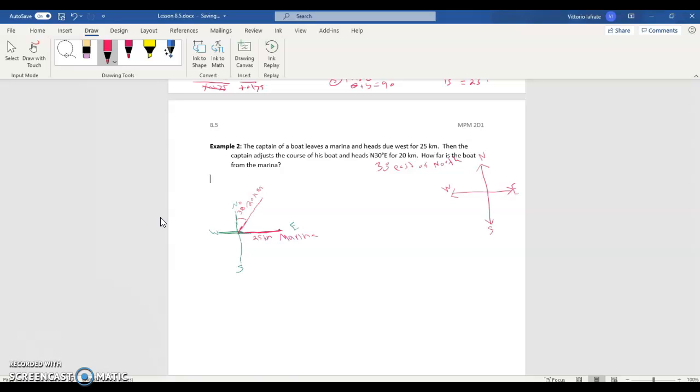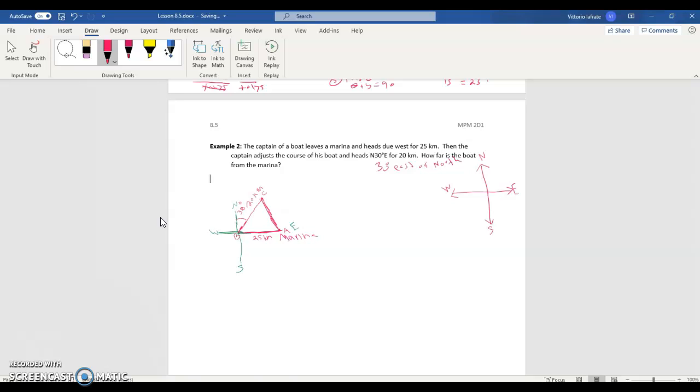So you're kind of telling a story and you're trying to sketch what that story is trying to tell. How far is the boat from the marina? So we started at the marina, we went 25 kilometers west, then we went northeast with a 30-degree angle there, 20 kilometers, and so our boat is now here. So let's call marina point A, the point we turned point B, and this new point C. That's where we are now. Let's just connect these to make a triangle.